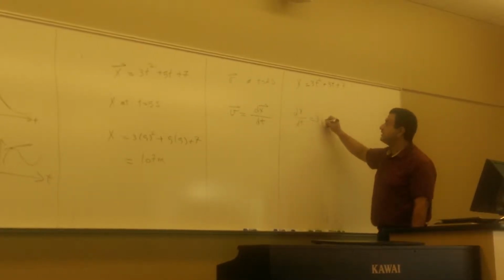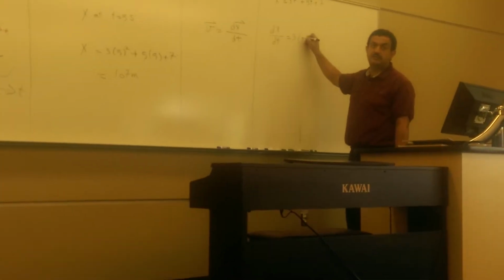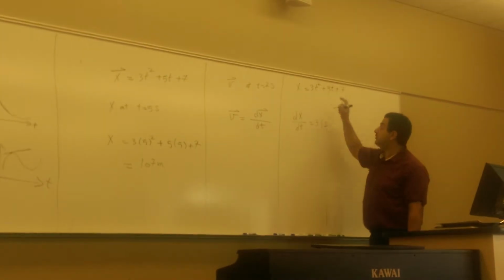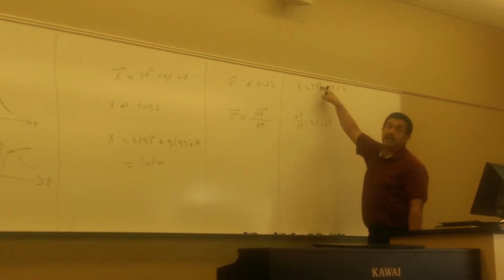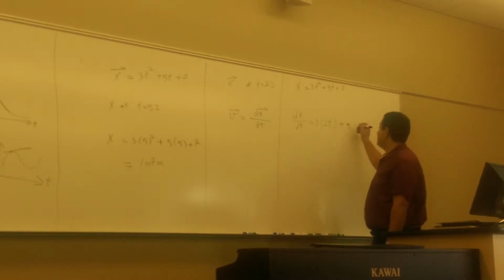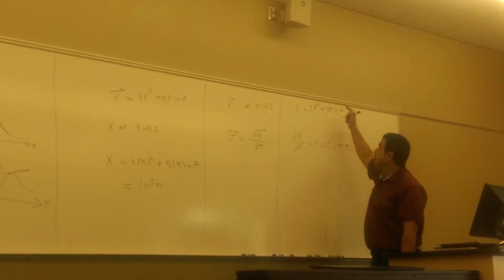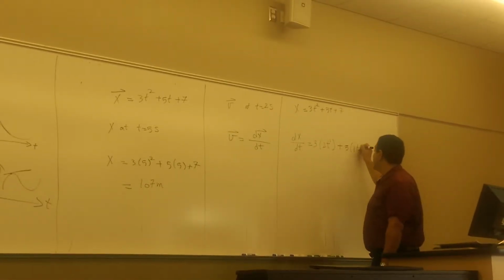How do you differentiate the t squared? You take the power down, which is in this case 2. You write t, and then the power minus 1. 2 minus 1 is 1. Good? Plus 5. You leave it alone, and then you go to the power. What is the power of t in this case? 1. So you write 1, you write t, and then 1 minus 1, right?